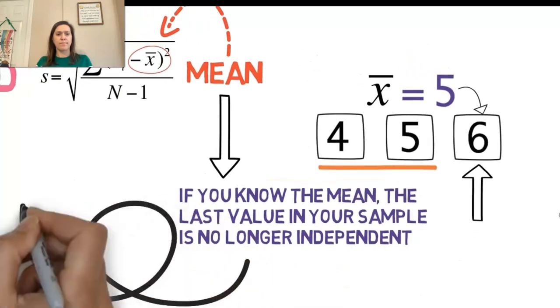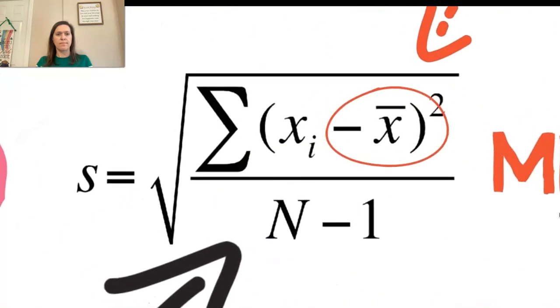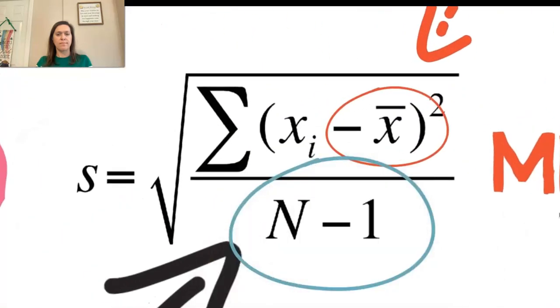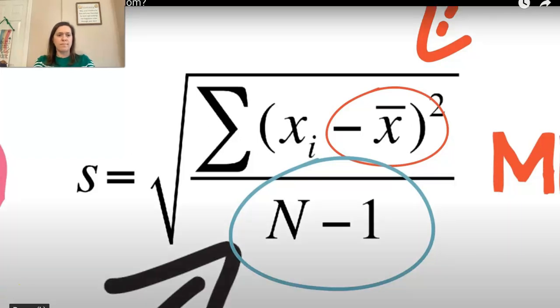The value of the standard deviation only depends on n minus 1 of the values. Because you've already worked out the mean, the nth value in your sample effectively doesn't contribute to the standard deviation. Thus, the number of pieces of information that go into calculating the standard deviation, that is, the degrees of freedom, is n minus 1. This is important.